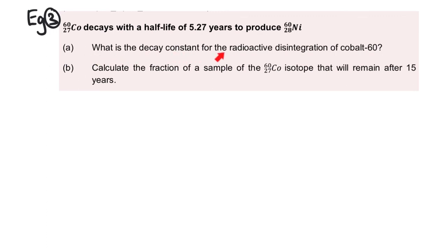So what is the decay constant for the radioactive disintegration of cobalt-60? Well, that was the challenge I set for you just now. And then the B part: calculate the fraction of a sample of the cobalt-60 isotope that will remain after 15 years. This is the type of problem you would get in tests and exams. We don't aim to test you on extremely difficult problems. We just want you to have a basic idea of the mathematical model of radioactive decay and be able to solve simple problems on this.